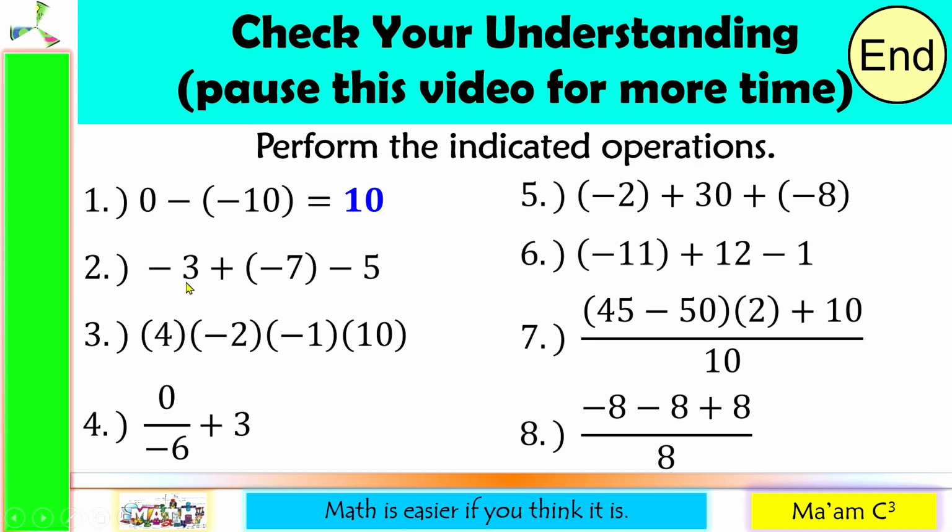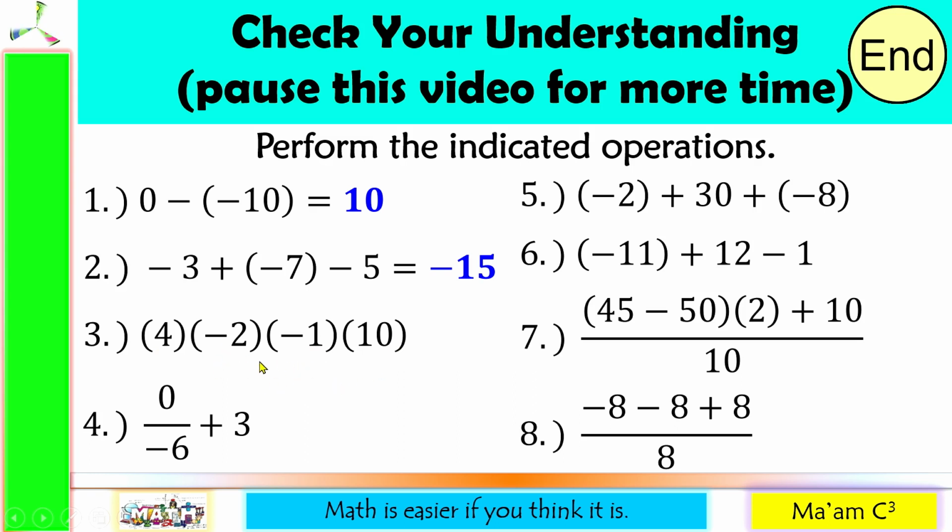Number 2, -3 plus -7 minus 5. We have two different consecutive signs here. So this will just become negative. So -3 minus 7 is -10. Minus 5 is -15.